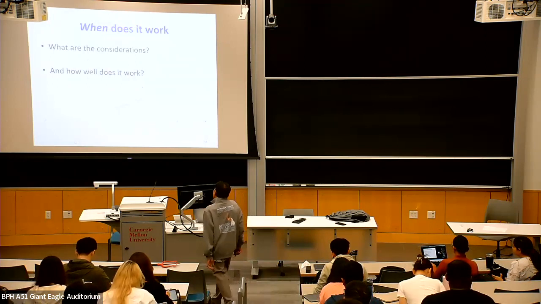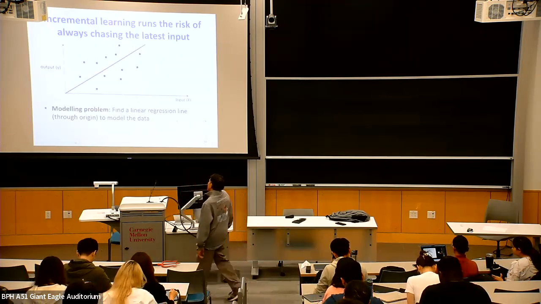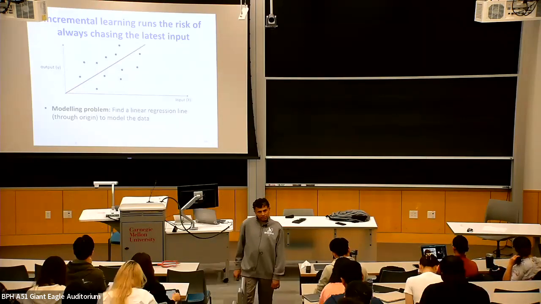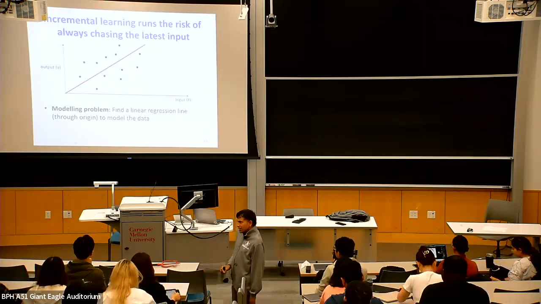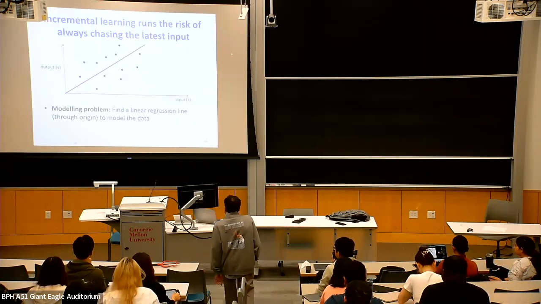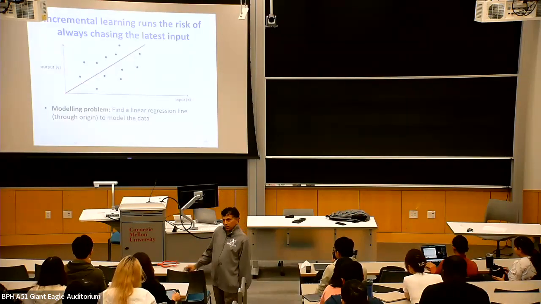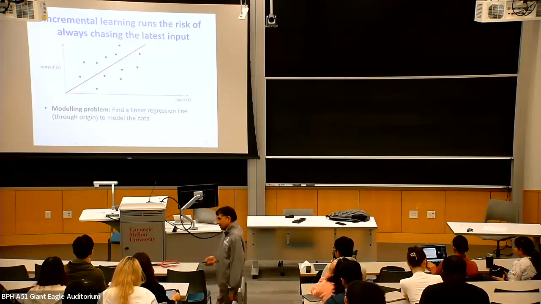But first, let's look at the considerations. The problem with incremental updates is this. So let's say I have this bunch of training data points, and I want to find a linear regression, not an affine regression, a linear regression that goes through the origin. So clearly, this red line is the correct solution for this collection of dots. How do you get this red line?